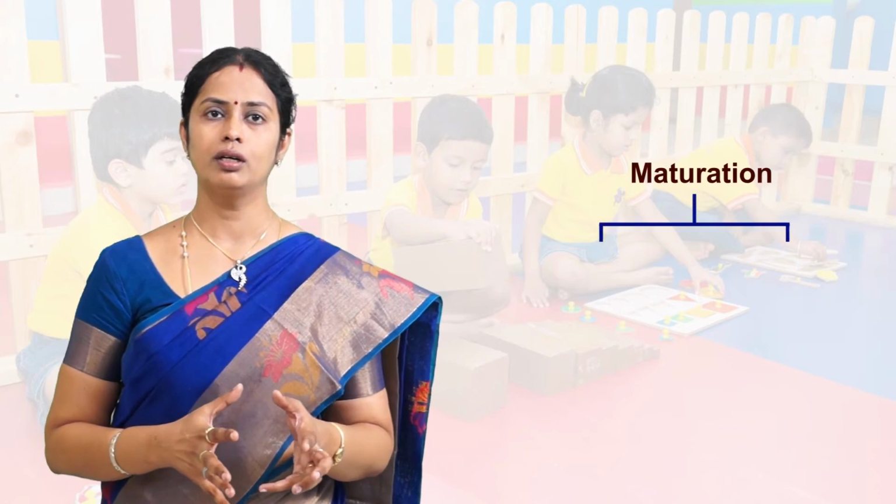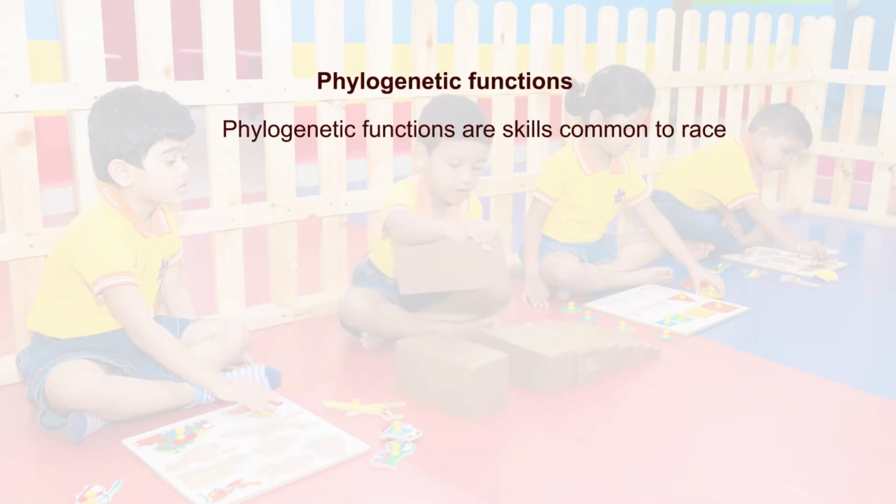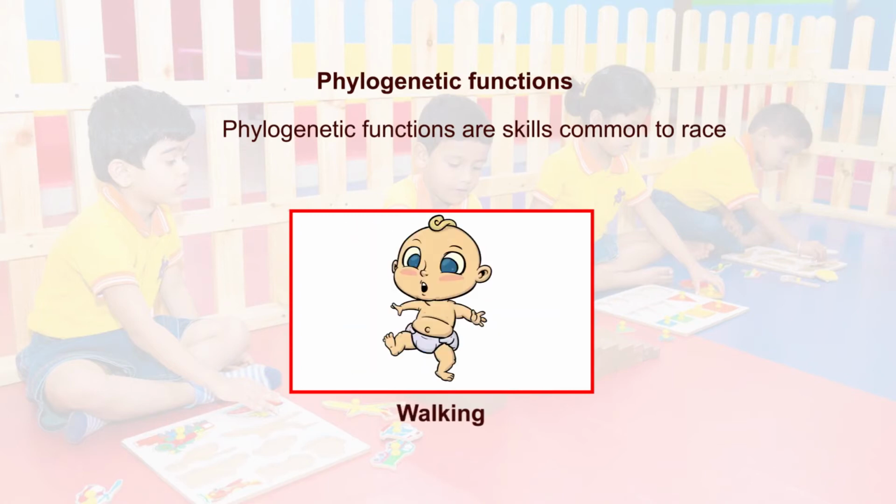Maturation is defined as the ability to unfold skills that are potentially present in the individual and that come from the individual's genetic endowment. Maturation is seen in both phylogenetic and ontogenetic functions. What are phylogenetic functions? They are skills common to the race. For example, crawling, sitting, walking style, etc.